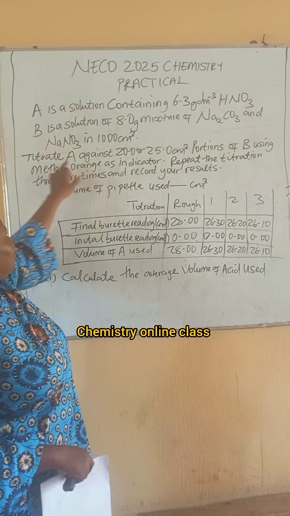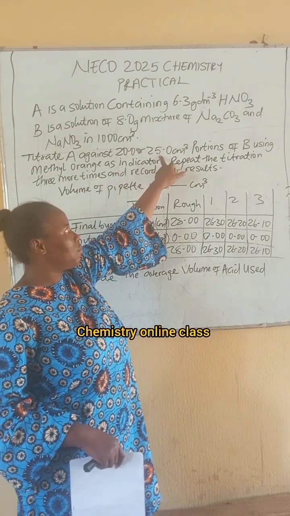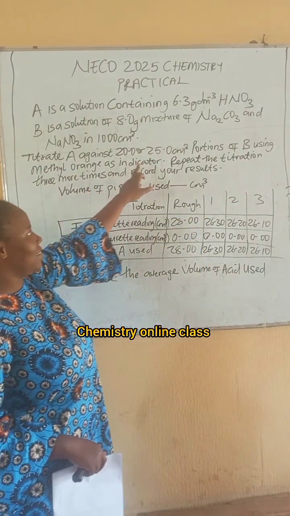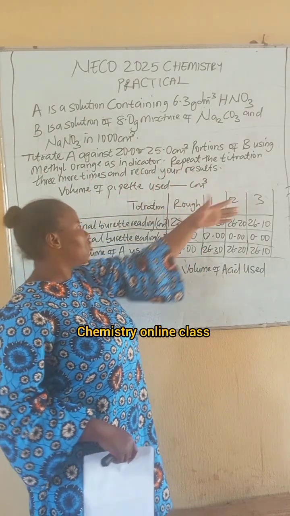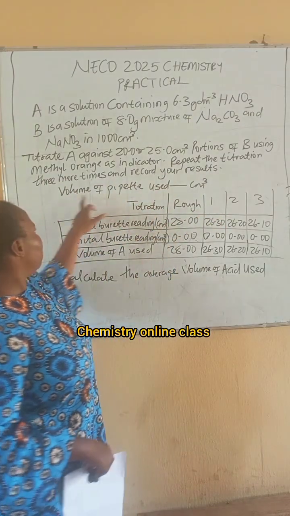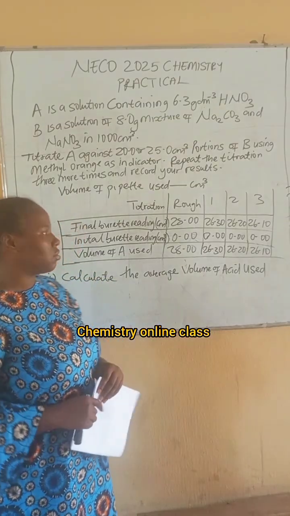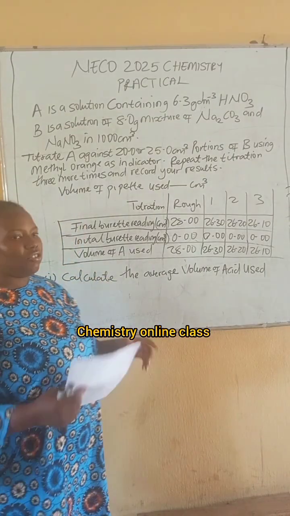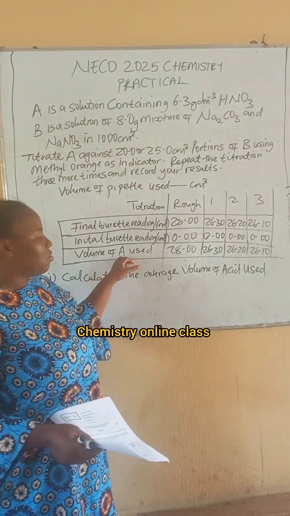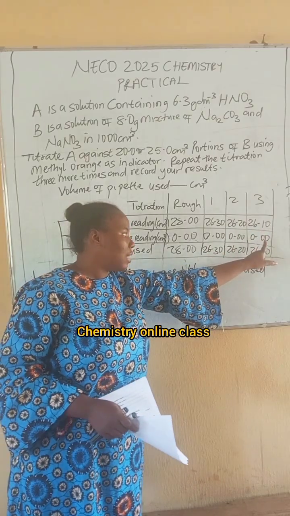It says titrate A against 20.0 cm cube or 25.0 cm cube portions of B using methyl orange as indicator. Repeat the titration 3 more times and record your results. Also state the volume of pipette used. After our titration, this is what we got. This is our table of readings. We have our rough, first titre, second titre, and third titre.